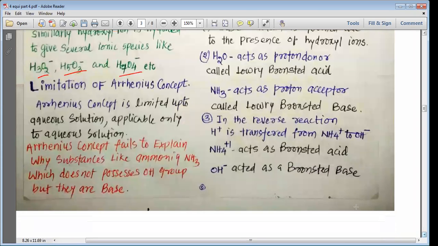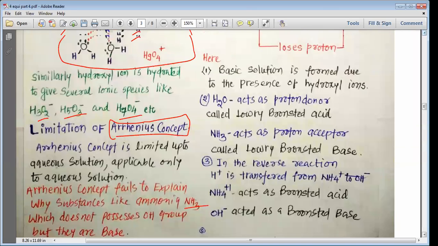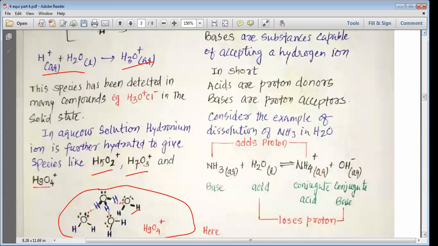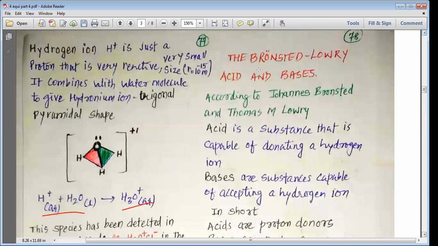Limitations of the Arrhenius concept, my dear students: Arrhenius cannot explain the ability of ammonia to behave like a base, because ammonia does not have OH in it, but still ammonia behaves like a base. Thus, the concept of Arrhenius was limited to aqueous solutions only. Then the new scientists' work came into existence.